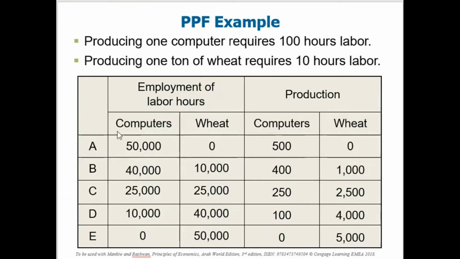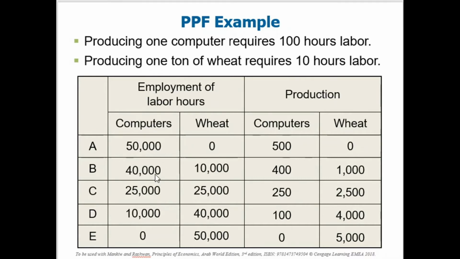We want to include all our labor to produce computers. In this case, how many computers can we produce? Very simple: 50,000 divided by 100 hours, because to produce one computer, we need 100 hours of labor. So 50,000 divided by 100, removing two zeros, we have 500. We will have 500 computers per month. If you spend all your time to produce computers, you don't have more hours to produce wheat. So here you have 0.